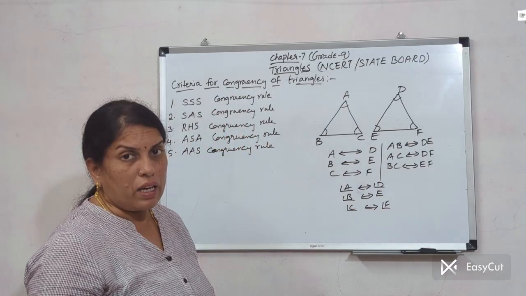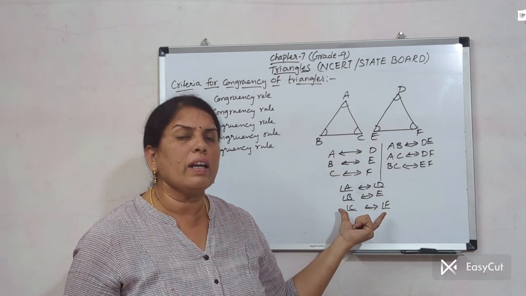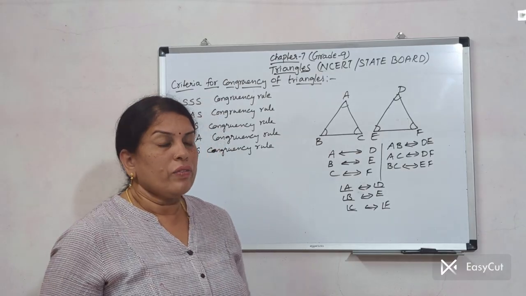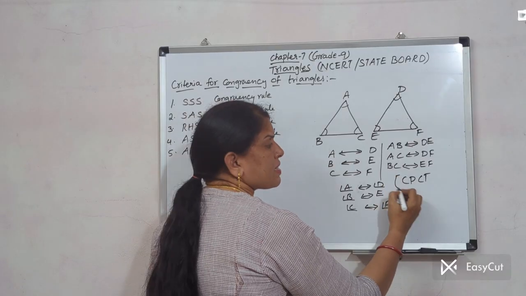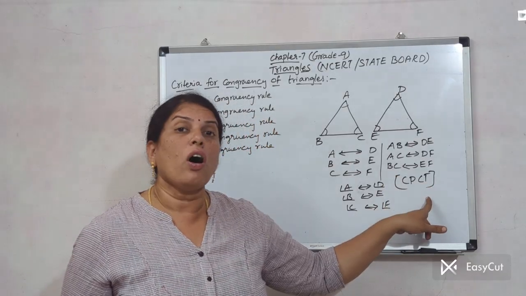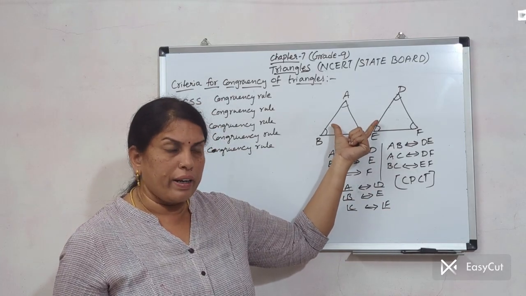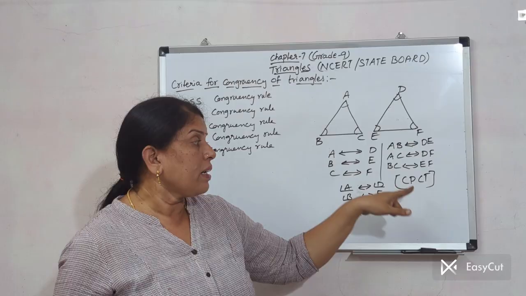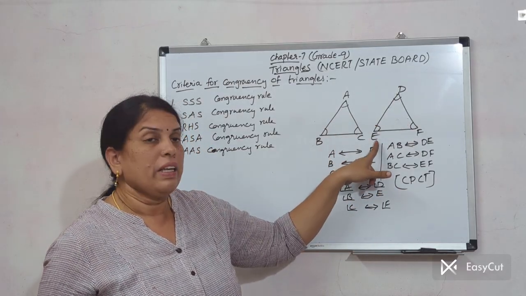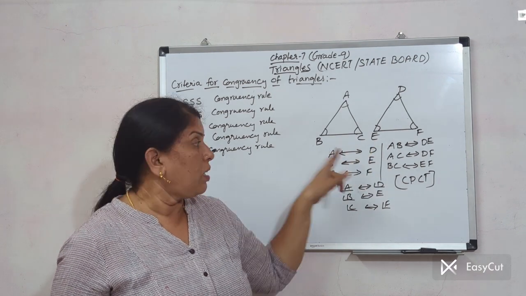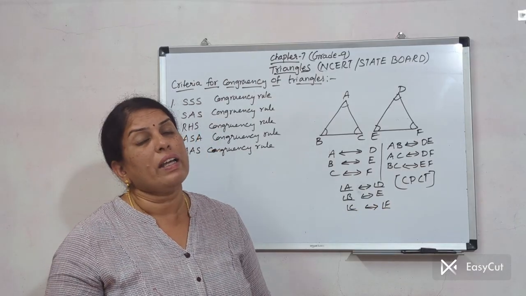When two triangles are congruent, then the corresponding vertices, corresponding sides and corresponding angles are equal. All of you understood? This is called the CPCT rule. CPCT: Corresponding parts of congruent triangles. If two triangles are congruent, then corresponding parts are equal.